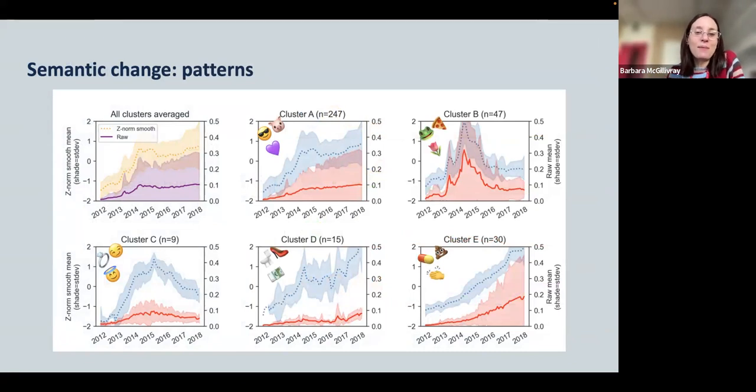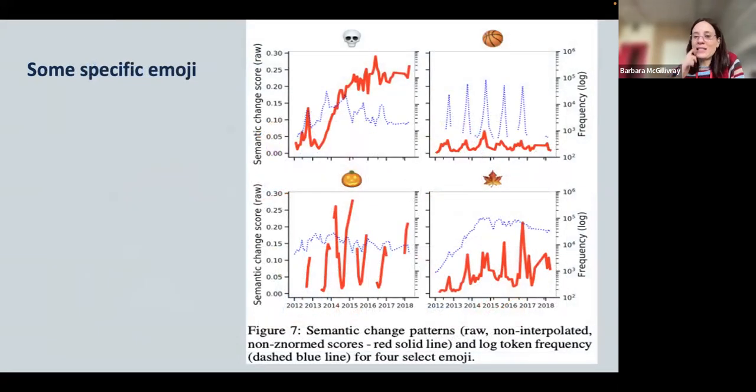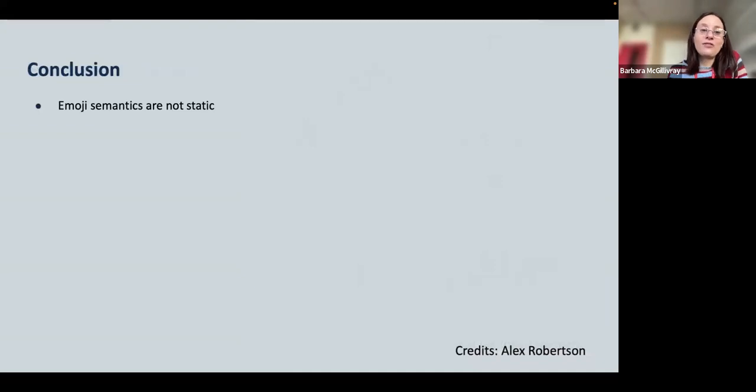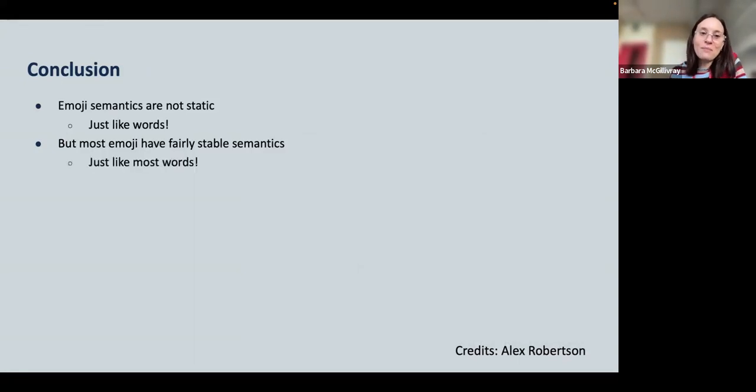So it was very interesting because no one had really looked into the semantic change of emoji before. And there were some interesting cases of emoji that were changing periodically. For example, the basketball, which was changing in relation to the basketball season, or the pumpkin, of course, changing in relation to Halloween, and so on. So it was very enlightening because we could really show how emoji semantics were not static, just like words, but some, or many actually, are quite stable, just like words.